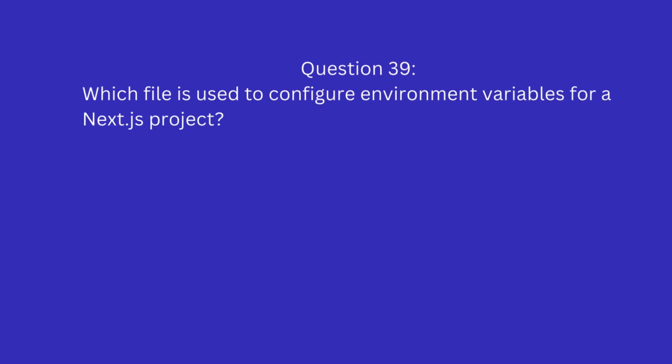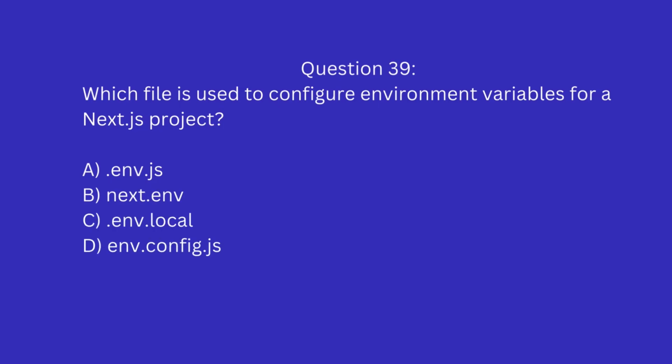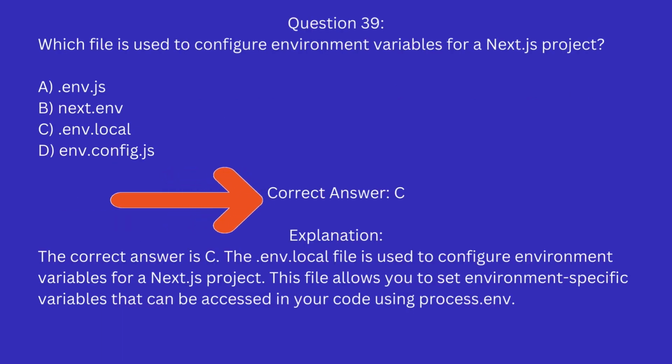.env.js, B. .next.env, C. .env.local, D. env.config.js. Correct answer, C. Explanation. The correct answer is C. The .env.local file is used to configure environment variables for a Next.js project. This file allows you to set environment-specific variables that can be accessed in your code using process.env.